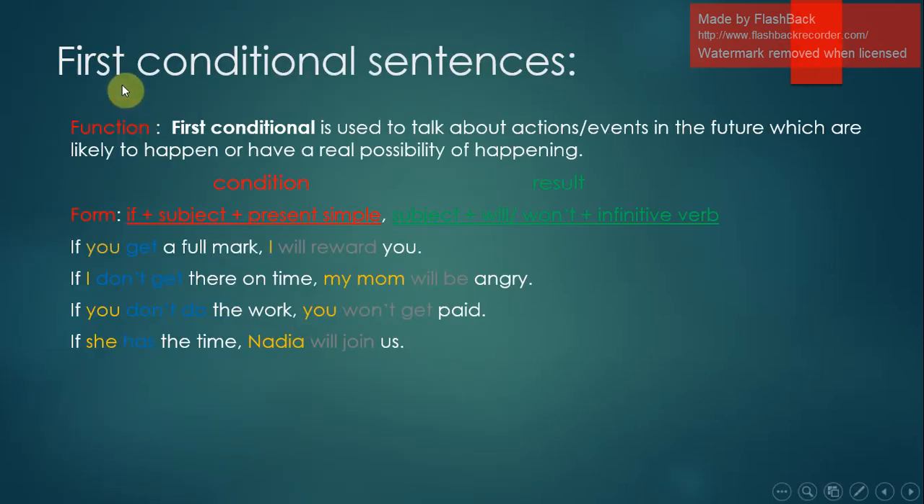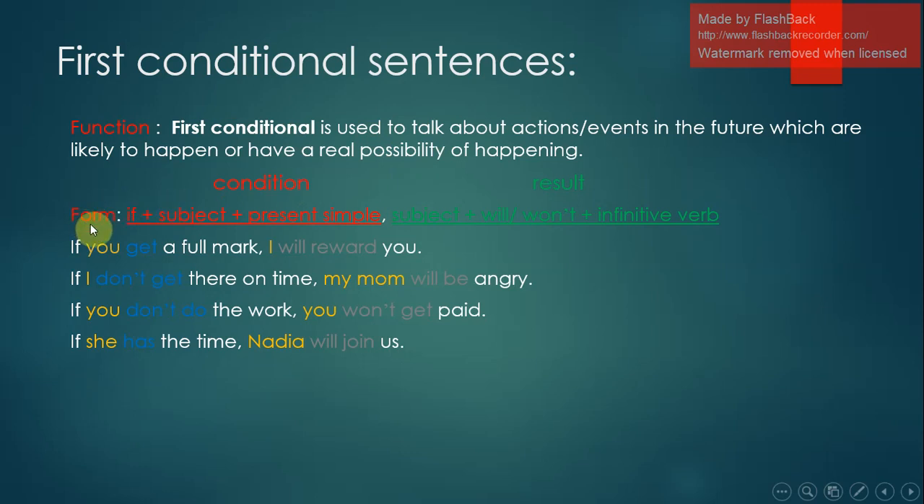Now for the first conditional sentences. The function: first conditional is used to talk about actions or events in the future which are likely to happen or have real possibility of happening. The first difference between first conditional sentences and zero conditional sentences we can notice from this sentence is that the function is different. The function of the zero conditional is to talk about scientific facts, common sense, things that are true. But the function of the first conditional is to talk about predictions, things we expect to happen in the future, things that might happen. They have the possibility to happen.